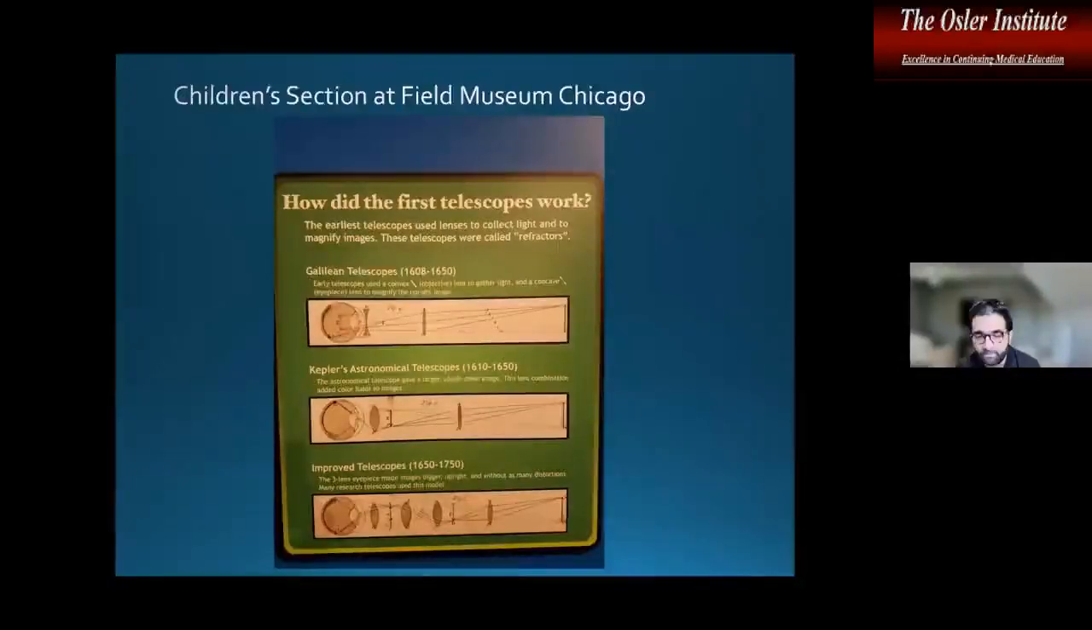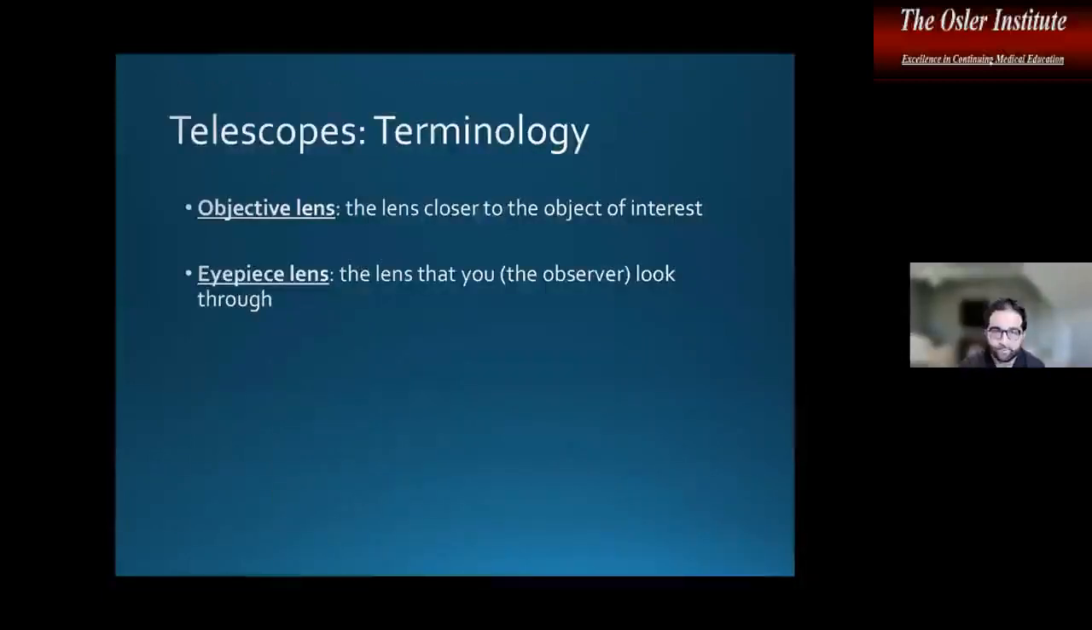Those of you who think, oh, it's too difficult for me to figure out how to use telescopes and stuff, this is actually from the children's section of the Field Museum in Chicago. So you can see that they're teaching kids about Galilean versus astronomical telescopes. So if your child can learn it, you can learn it too. All right, let's talk a little bit about some terminology here.